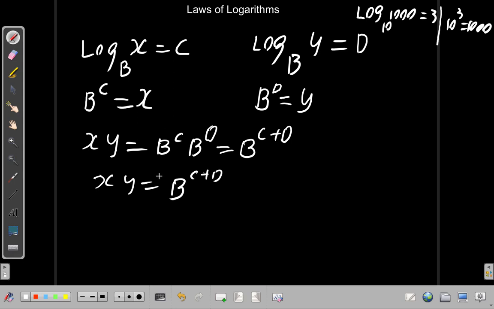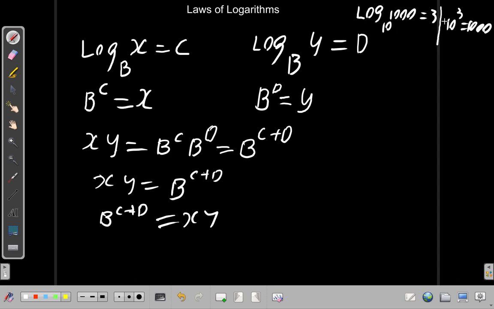All right. Let's rewrite this. Switch the sides and put b to the power of c plus d on the left equals xy on the right. Now, here, let's rewrite this now in log form. Now, this is in index form. I want to write it in log form. In index form, back up here with the log of 1,000 equal 3 when the base is 10 and 10 to the 3 is 1,000.